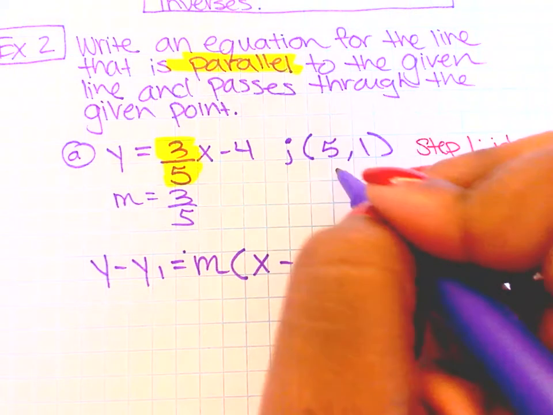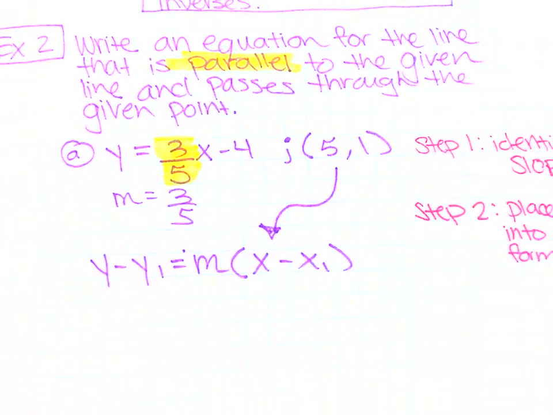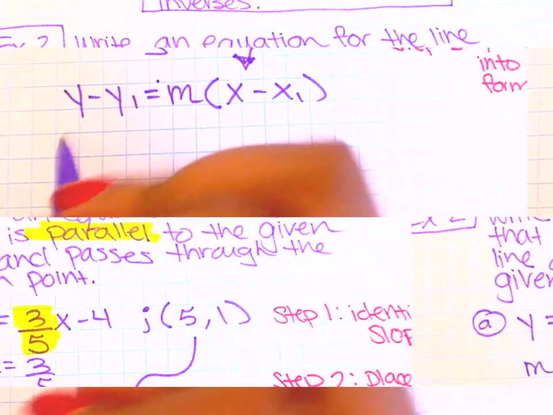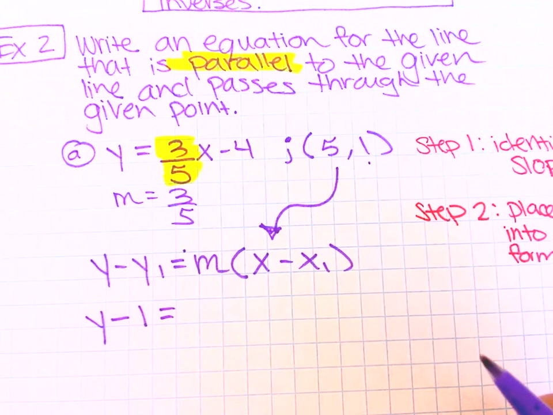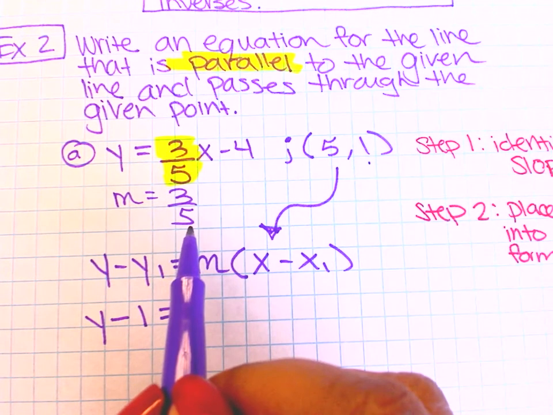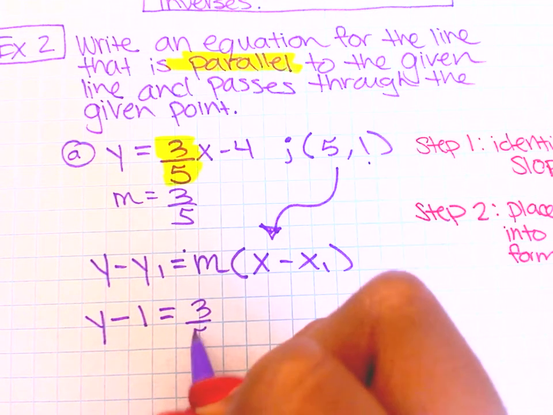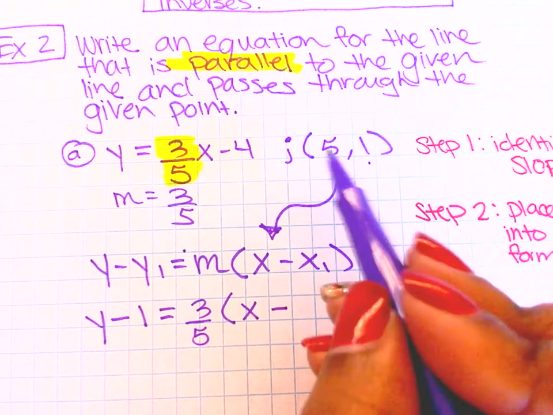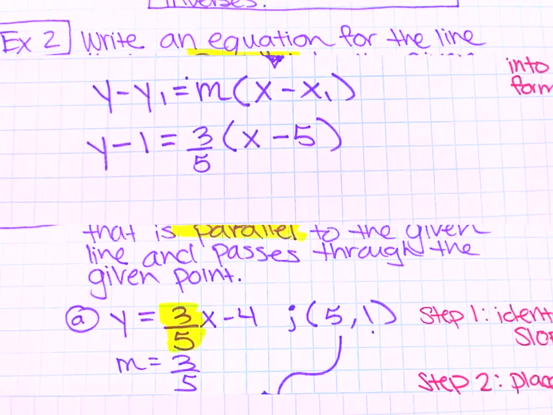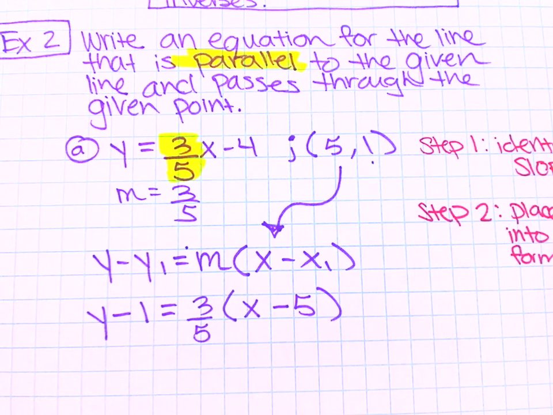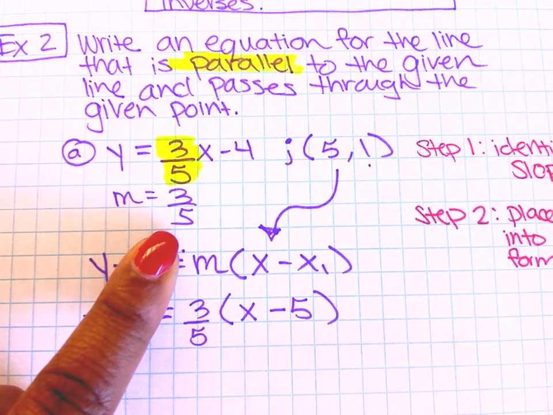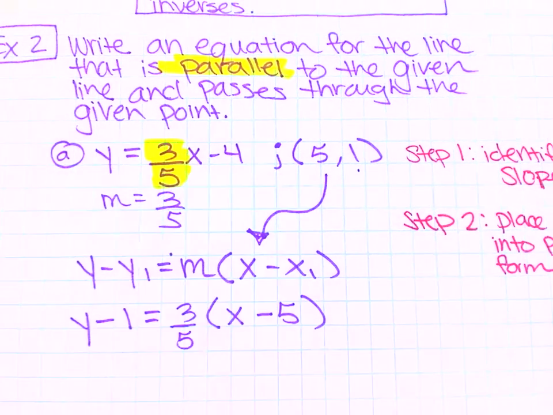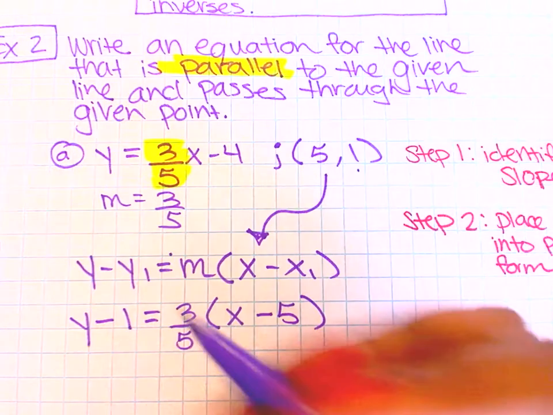But what am I going to do? I'm going to substitute these numbers into this equation. So what's my y? Y minus, my y is 1 equals m. What's the m? We already identified the slope. M is 3 over 5. 3 over 5 times the quantity x minus x1 is 5. Keep writing. So I plugged in 1 for my y. I plugged in 3/5 for my slope, which was what we found first. And I plugged in 5 for my x. Okay, so now we need to solve.